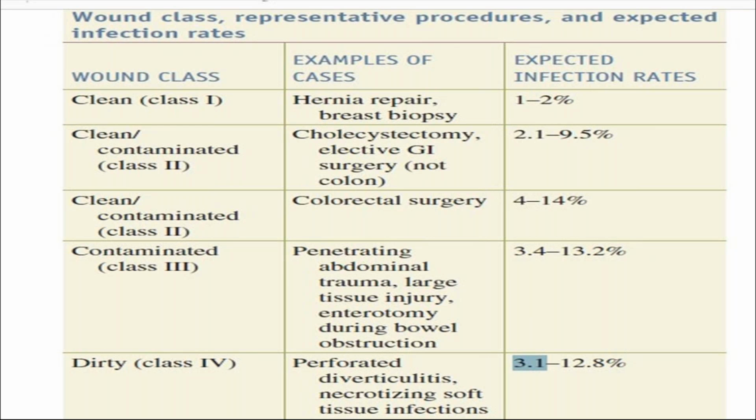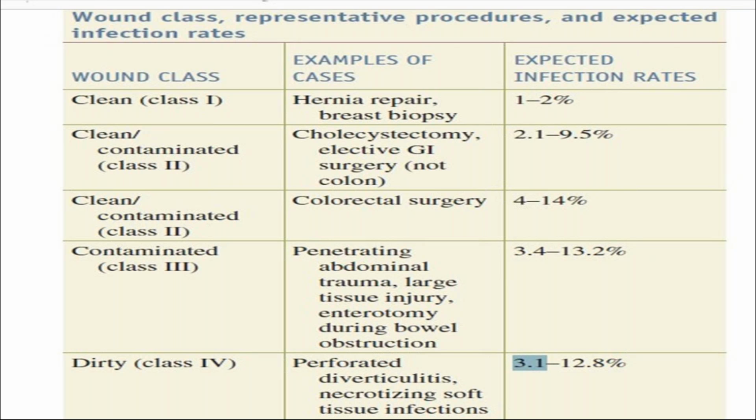Whereas second is the clean contaminated wound. So again, clean contaminated class 2 example is cholecystectomy, elective gastrointestinal surgeries, except colon. So what is the infection rate expected is 2.1 to 9.5%. Another one is the colorectal surgery. Because in colorectal surgery there will be a spillage of the content, so there is a more chance, that is 4 to 14%, of infection rates.